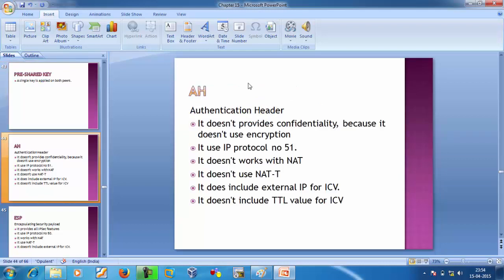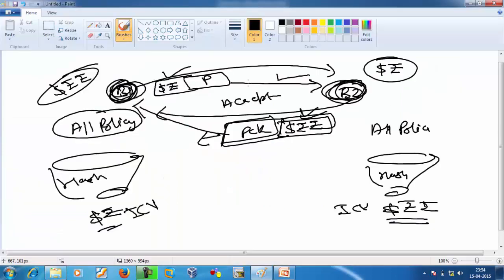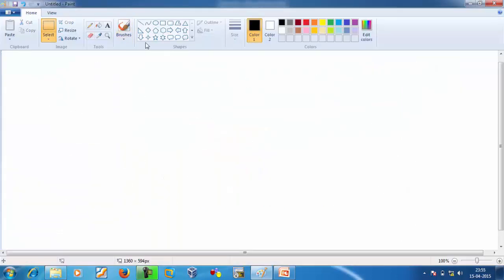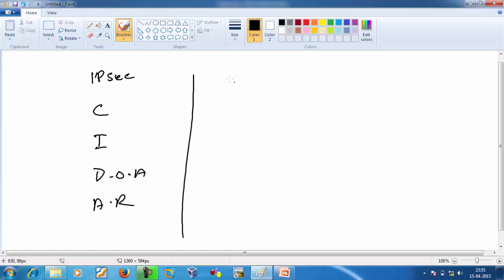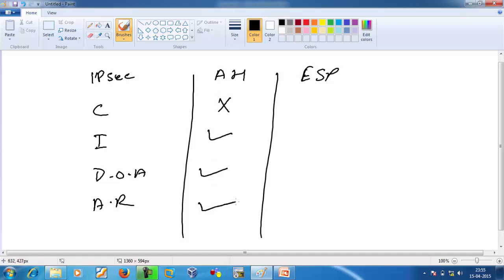Okay, now authentication header. It doesn't provide confidentiality because it doesn't use encryption. If you want to understand, we have to go through a diagram. Please have patience. We know that IPsec features are first confidentiality, integrity, data origin authentication, and anti-replay. If we are talking about AH, and next one is ESP: first thing, AH doesn't provide confidentiality. It provides integrity, data origin authentication, and anti-replay.